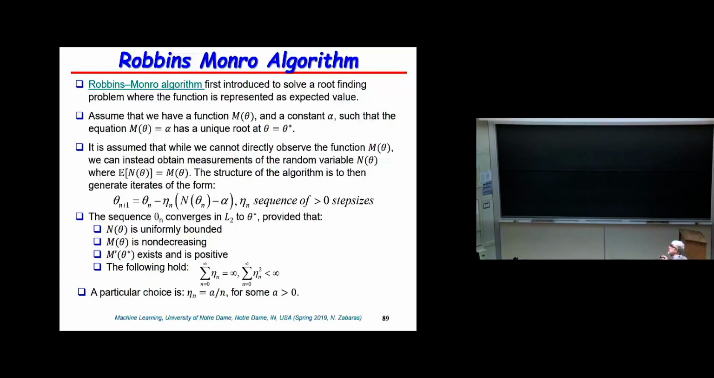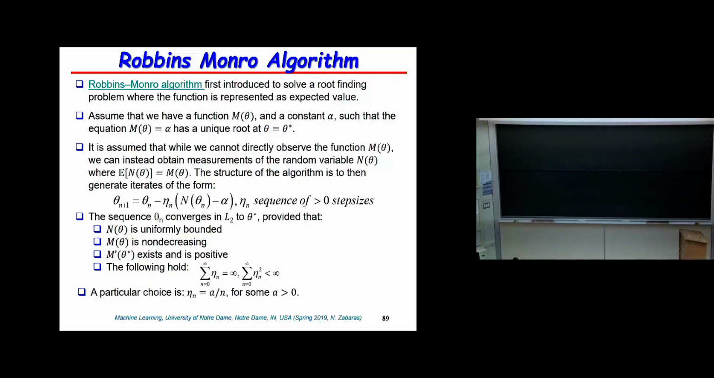So what you see here is the Robbins-Monro algorithm with learning rate eta of n. The subscript n implies that in principle the learning rate has to adapt with iterations or with time, okay?